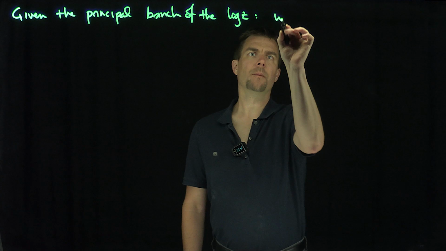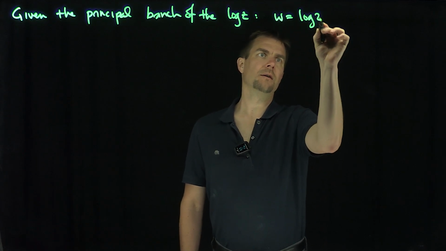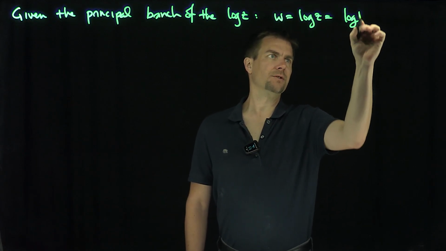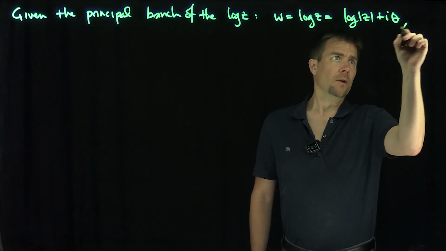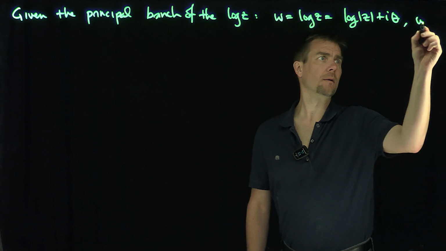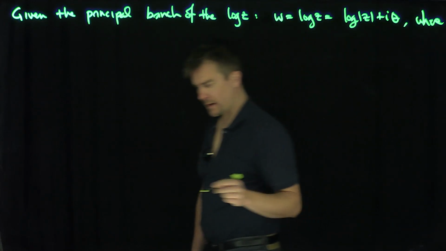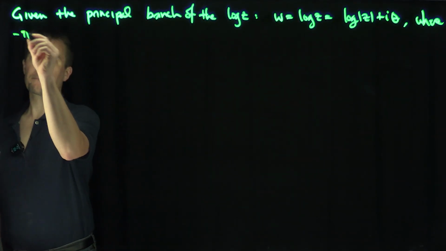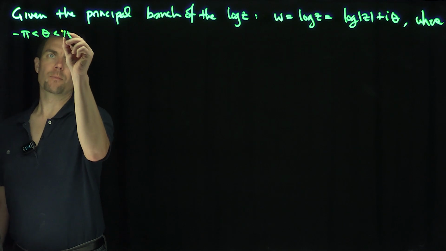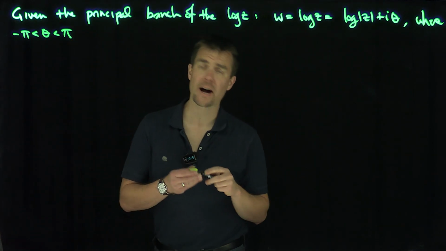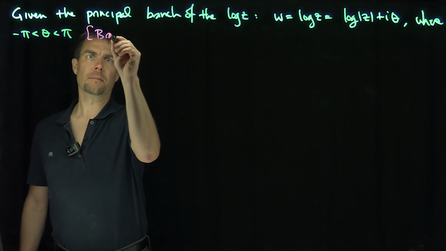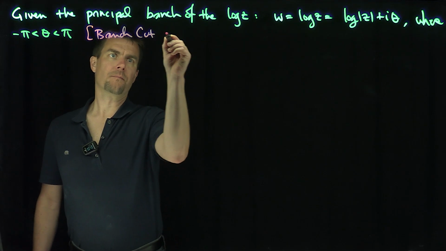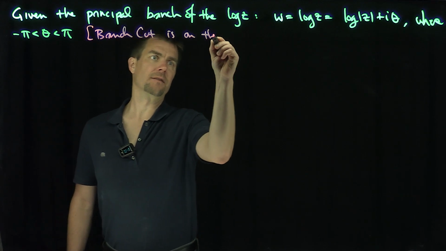Namely, w equals the log of z, which is the log of the modulus of z, where that's the ordinary logarithm, plus i theta, where theta is between negative pi and pi. So you make your branch cut on the negative real axis. So it says that your branch cut is on the negative real axis.